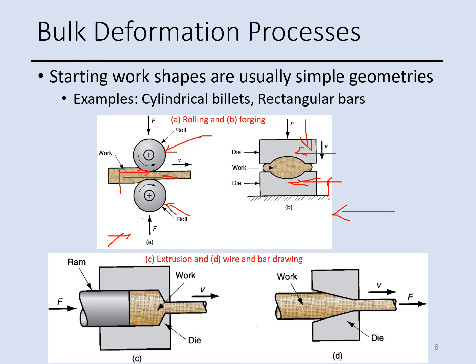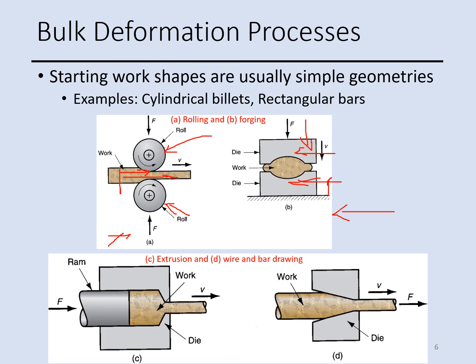The die shapes are imparted to the workpiece. The forging, traditionally, is a hot working process, but there are some forging processes that are performed in a cold environment.